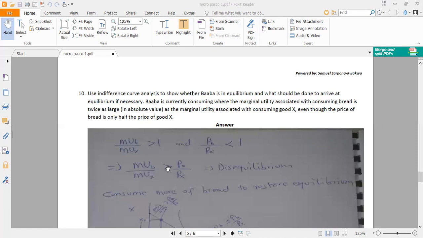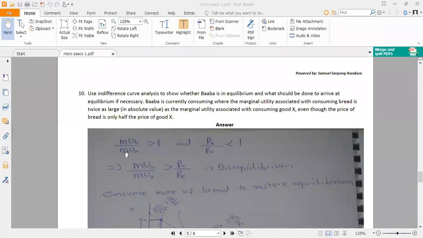So here, the person is consuming bread. We use B for bread and then another good, X. Now, they are saying that the marginal utility of bread is twice the marginal utility of good X, which means that the marginal utility that the consumer is deriving from consuming bread is higher than that of good X. So if you find the ratio of the marginal utilities, then marginal utility B over marginal utility X will be greater than 1. It will be greater than 1 because the marginal utility of bread is higher than that of good X.